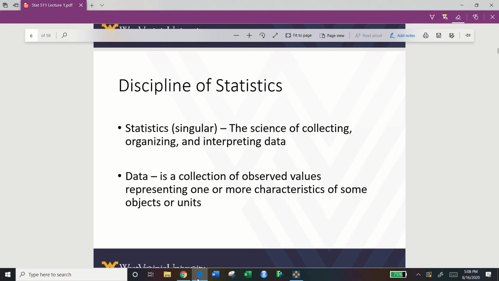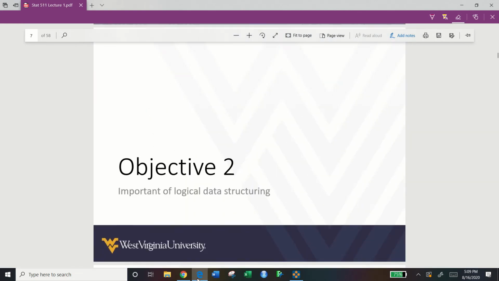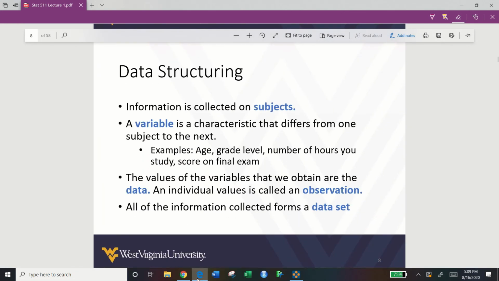But it all comes back to what is statistics? It is the science of collecting, organizing, and interpreting data. Well, there's a lot of different ways of collecting data, organizing data, and interpreting data. My goal as your instructor is to give you a spoonful of those different topics and different options. Now, to begin, let's talk about the data structuring because being able to look at data and understand what you're looking at is pretty important.